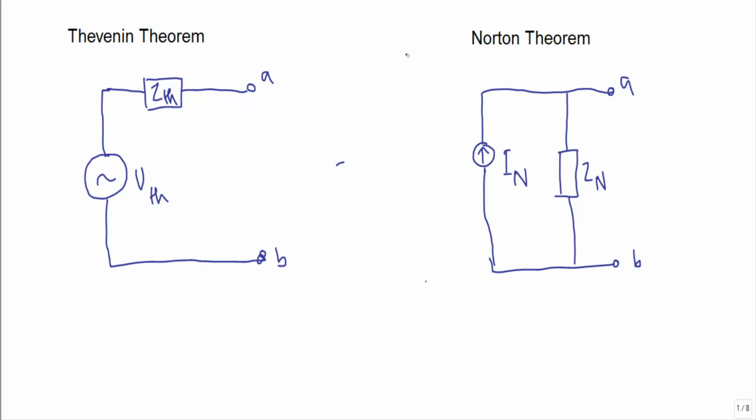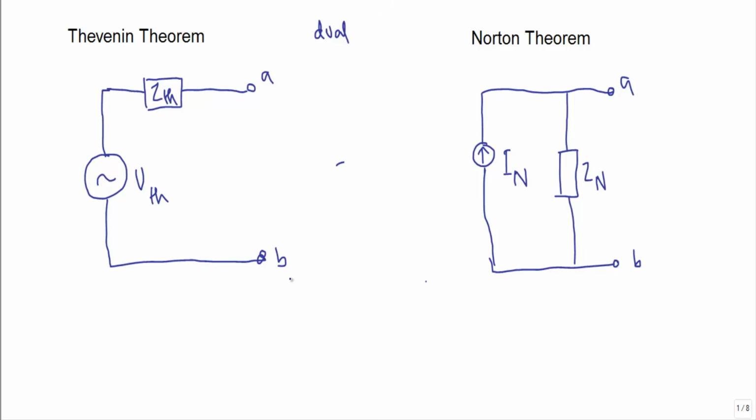Okay, see, this is our Thevenin equivalent circuit and this is our Norton equivalent circuit, and the Thevenin and Norton equivalent circuits are dual of each other. That means if I can draw the Thevenin equivalent circuit of any network, I can easily draw the Norton equivalent circuit, or if I can draw the Norton equivalent circuit of any network, I can easily convert that into the Thevenin equivalent circuit. How do we do that? We do that by using the source transformation theorem.